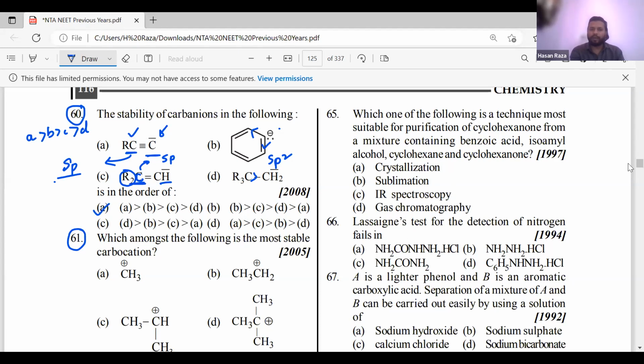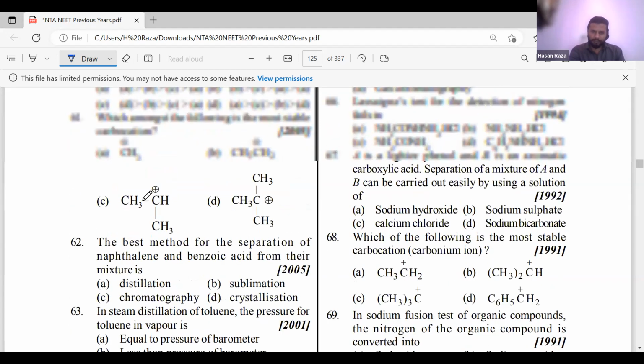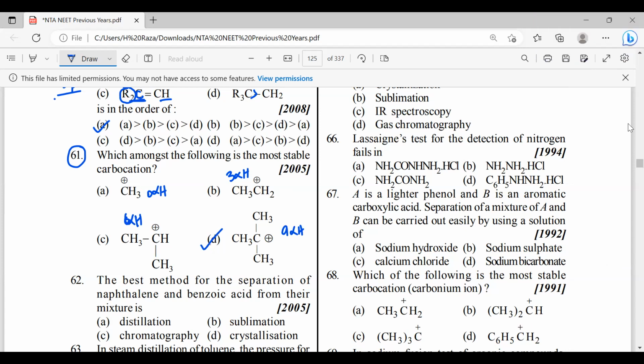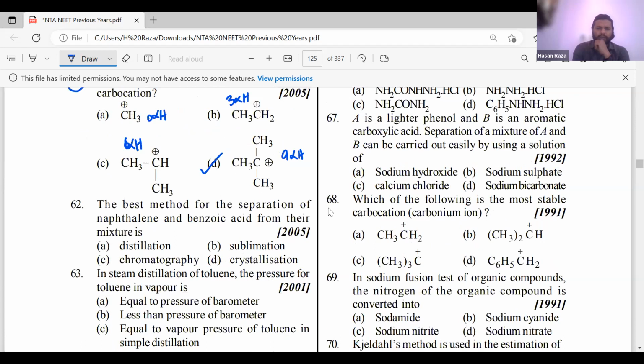And for 61, as you can see, wait a minute. 3 alpha hydrogen, 0 alpha hydrogen, 6 alpha hydrogen, 9 alpha hydrogen. So the answer is D. Is that clear? Yes, sir. So it's very easy. Okay, go for 68.